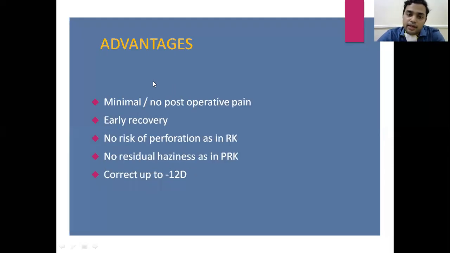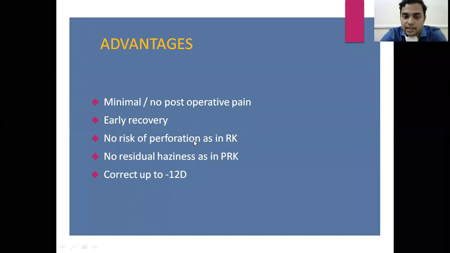What are the advantages of LASIK? There is minimal or no post-operative pain when compared with photorefractive keratectomy, and recovery is also fast. There is no risk of perforation as in radial keratectomy, because as we give peripheral incisions there is a chance of perforation in radial keratectomy, whereas in LASIK it is very minimal. There is no residual haziness as in PRK, and we can correct up to -12 diopters of myopia. So these are the advantages of LASIK when compared with radial keratectomy and photorefractive keratectomy.